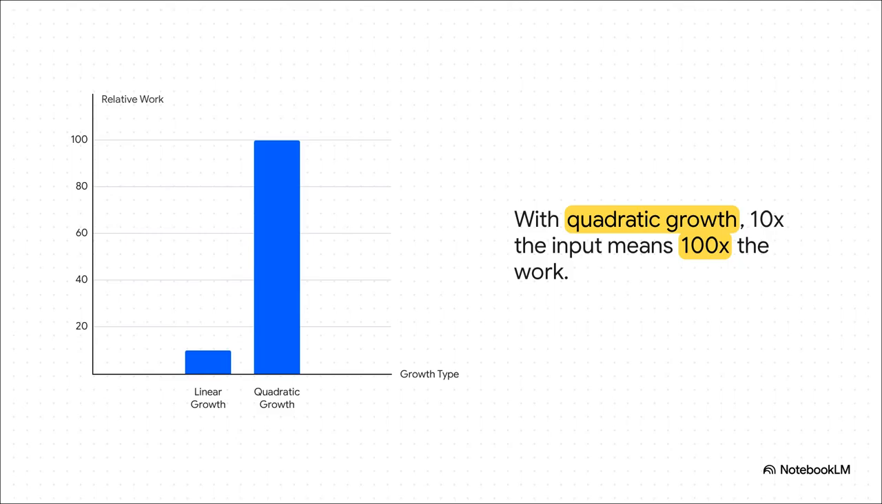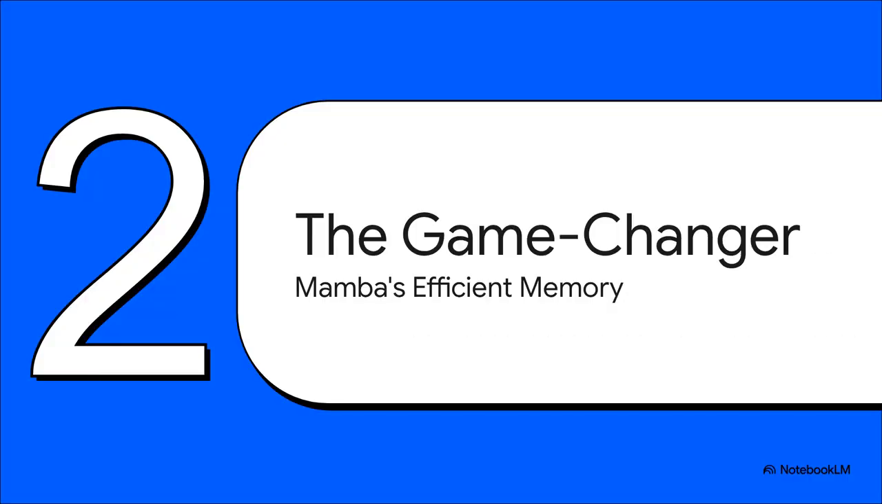Visually, the difference is just, whoa. With linear growth, which is what you want, 10 times the input means 10 times the work. Simple. But with quadratic growth, that same 10x input costs you 100x the work. This is the wall that transformers are slamming into. It's what makes it so slow and expensive to have an AI read a long book or a big chunk of code. So when the reigning champion hits a wall, it's time for a new contender, right?